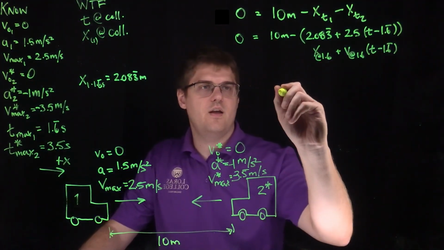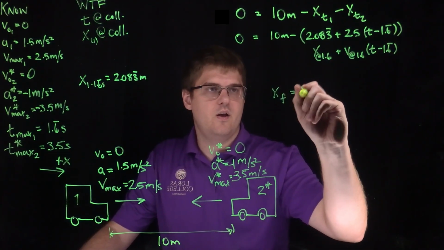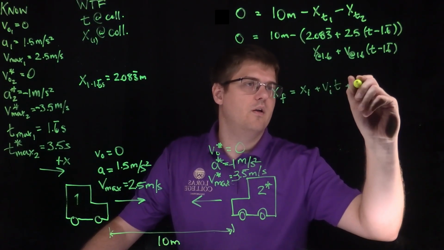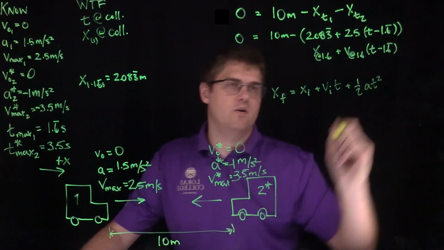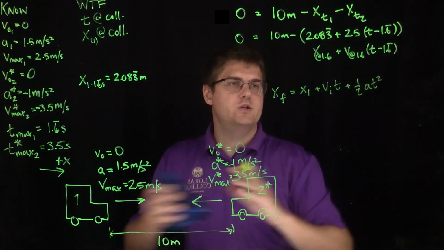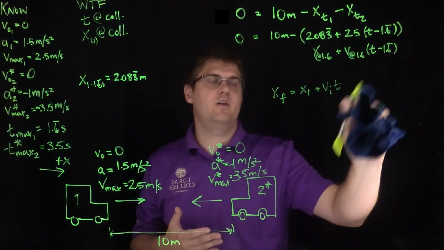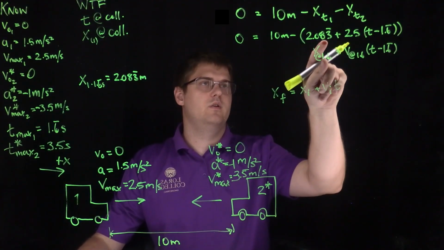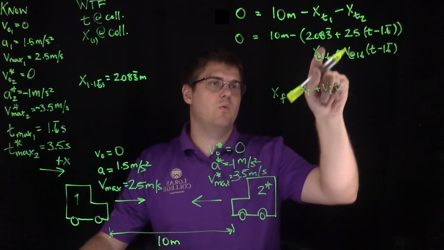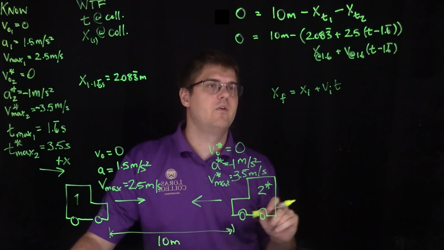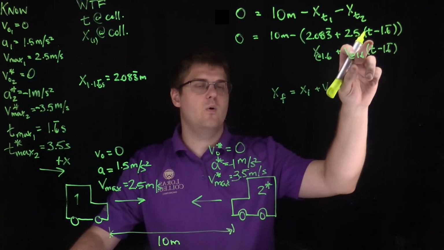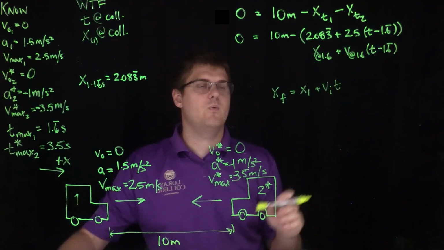This is again saying that x final is equal to x initial plus v initial t plus 1/2 a t squared. Written that out a ton. Acceleration is 0 after it hits that point. X initial is 2.083 repeated. V initial, or V at this 1.66 seconds, is 2.5. And my time, well, I'm starting at a time of 1.66 and going to whatever time I'm after. So this is my equation for that.